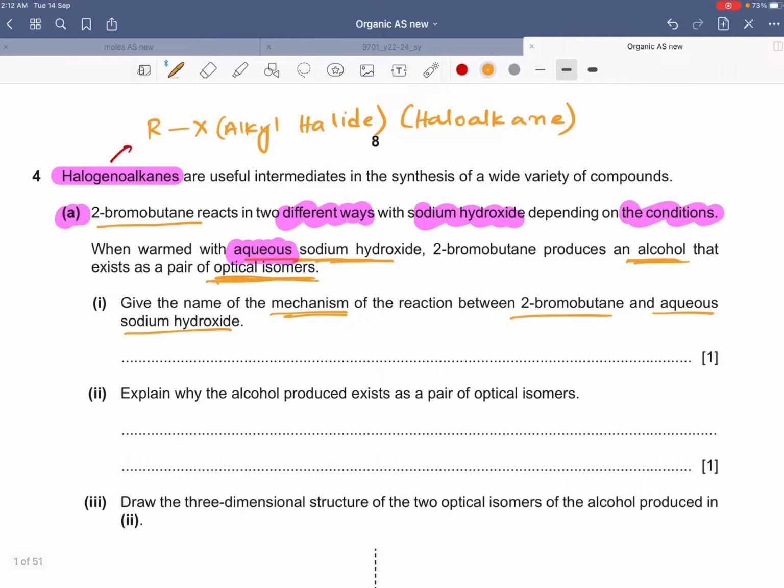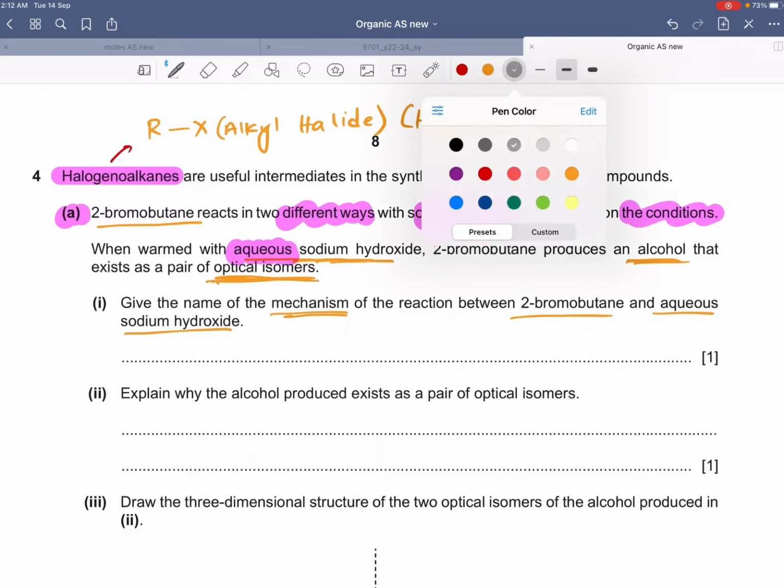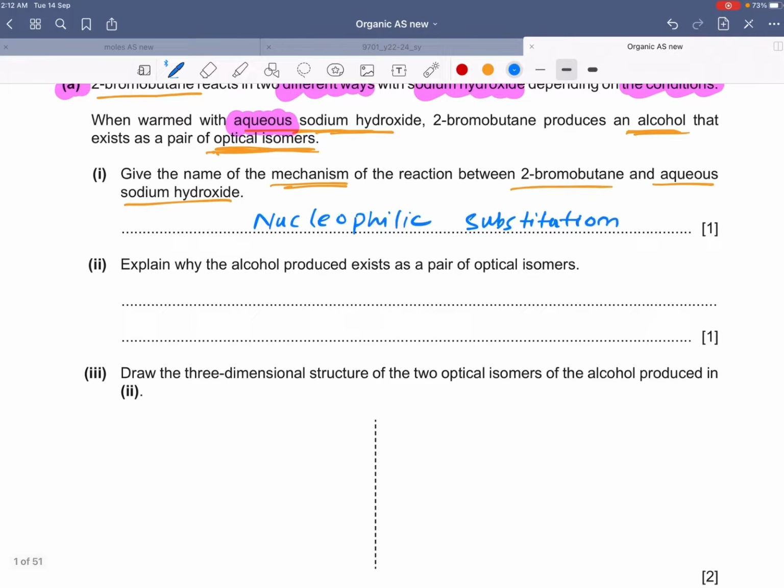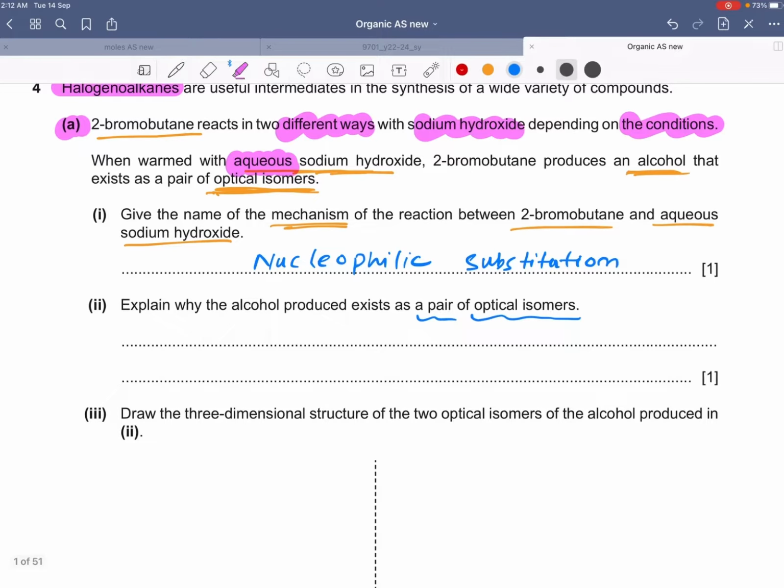So we have to give the name of the mechanism. So the name of the mechanism is nucleophilic substitution, right? Nucleophilic substitution. Then in the next part they're saying explain why the alcohol produced exists as a pair of optical isomers, right? Because in the previous part they have told us that this alcohol, which is produced when NaOH reacts with 2-bromobutane, exists as a pair of optical isomers.